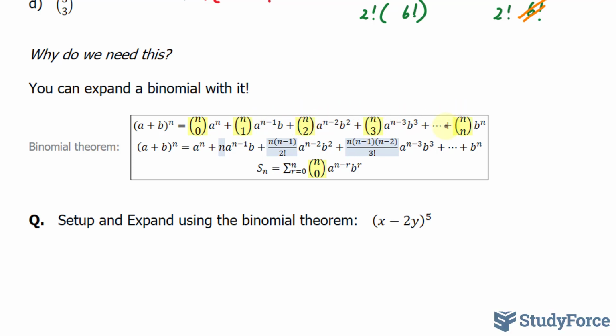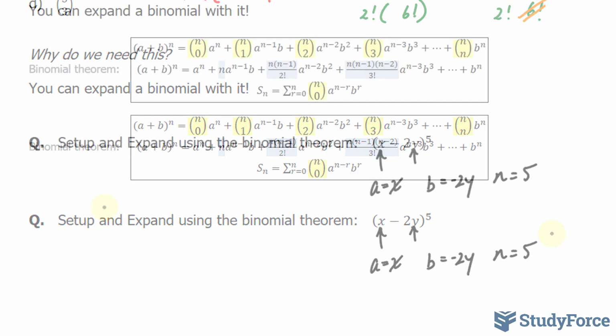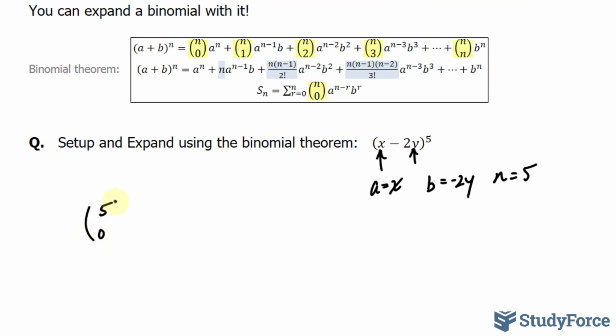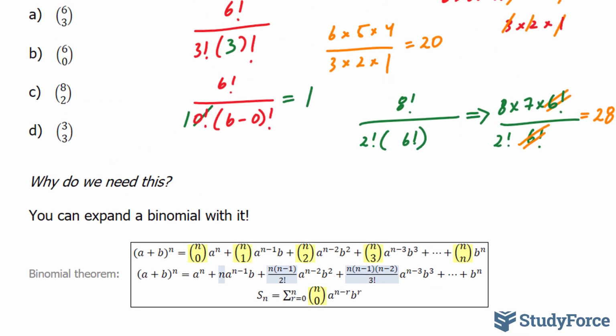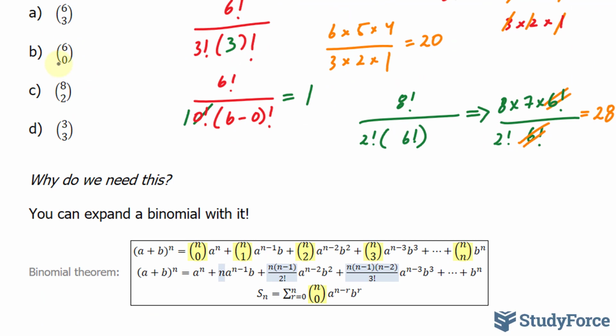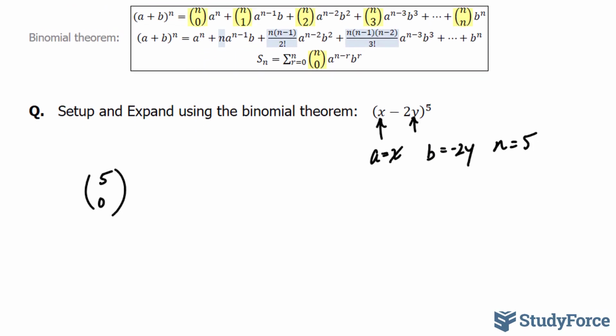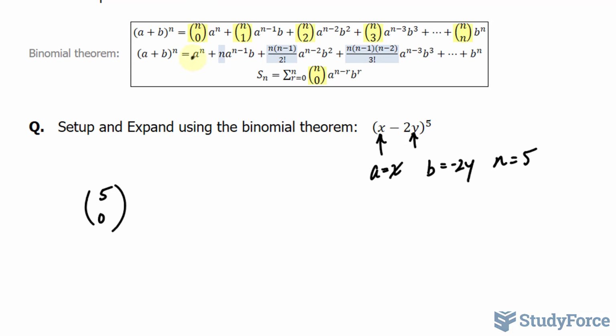So let's go ahead and set up and expand using the binomial theorem here, using the knowledge we just acquired in the first question. Here we have an a value of x and a b value of negative 2y. Our n, which is the exponent, is 5. So all we have to do is set up and expand. So the first one will be 5 above 0. And we discovered that when it's a number above 0, the answer is 1. So the first term will have a coefficient of 1 always.